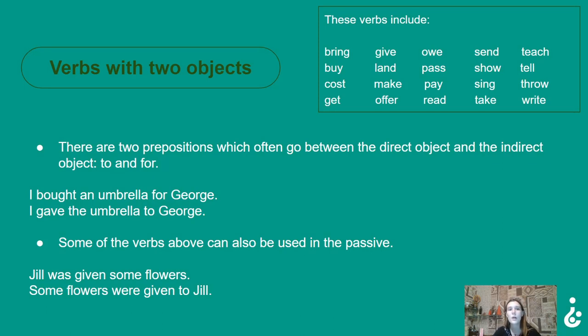And let's talk more about verbs with two objects. There are two prepositions which often go between the direct object and the indirect object: to and for. I bought an umbrella for George. I gave the umbrella to George. Some of these verbs above can also be used in the passive. Jill was given some flowers. Some flowers were given to Jill.